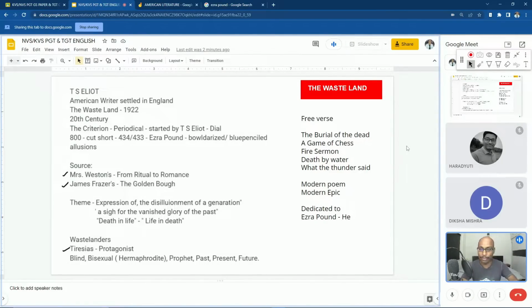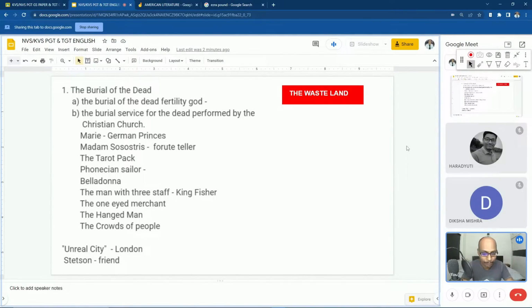Right. Now let us go to the first stanza. As I told you, this poem is divided into 5 parts. The first one is The Burial of the Dead. Second one is A Game of Chess. Third one is The Fire Sermon. Fourth one is Death by Water. And the fifth one is What the Thunder Said.